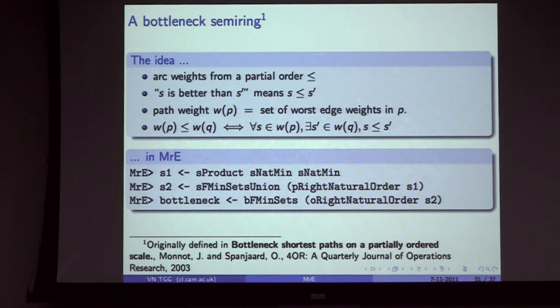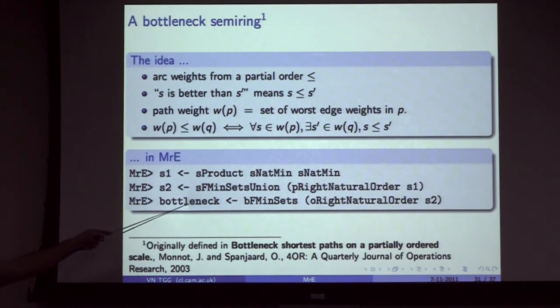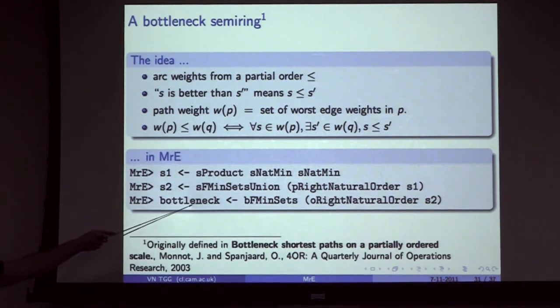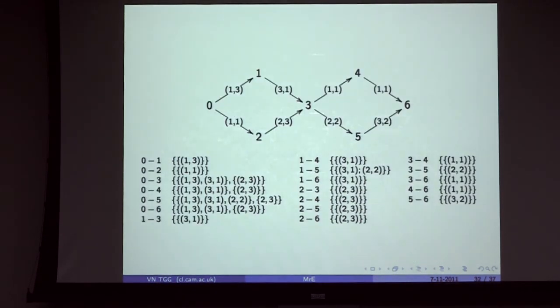And again, I want to say that we can get code out of this. I don't just get the type and the proof, I get the code. I can now run this bottleneck semiring. I can plug it into Bellman-Ford and solve problems with it. Okay, I'm going to end there.